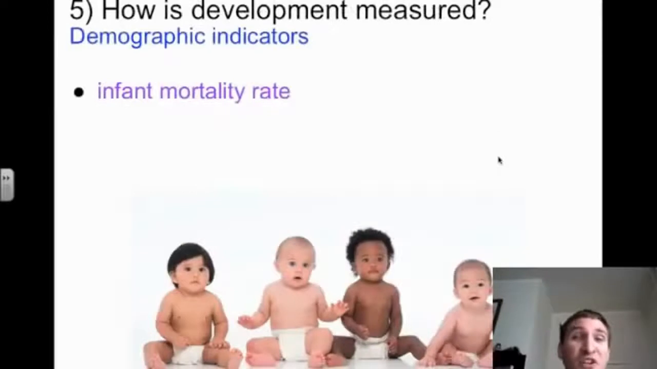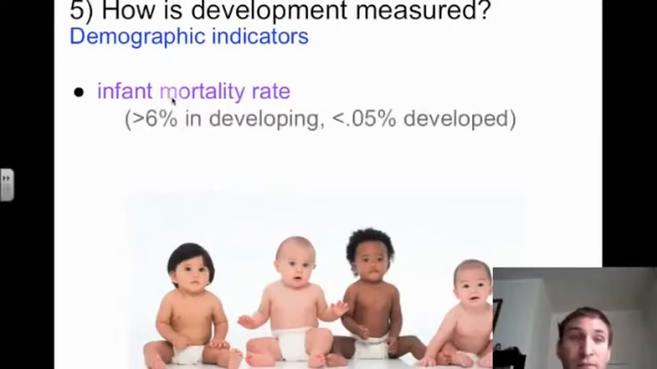Development is also measured in terms of infant mortality rate. What is infant mortality rate? Mortality meaning death. So it's the expected rate of death for an infant in a country. And if 6% or greater is the infant mortality rate in a country, it's considered developing. If you have a country that has an infant mortality rate of 0.05% or less, that's considered a developed country. In general, this shows how healthy a country is.